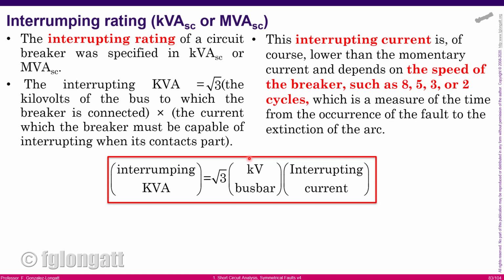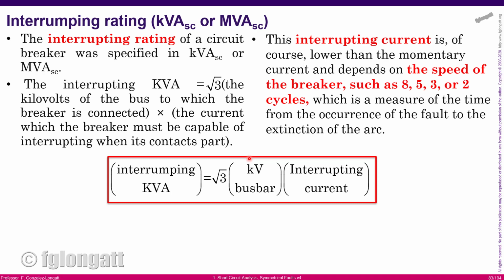And the interrupting current is what I care about, because the interrupting current is the current that is lower, because it's several cycles after the starting point of the short circuit, and the DC component has been decreasing, and the interrupting current will be lower than the momentary or instantaneous current.